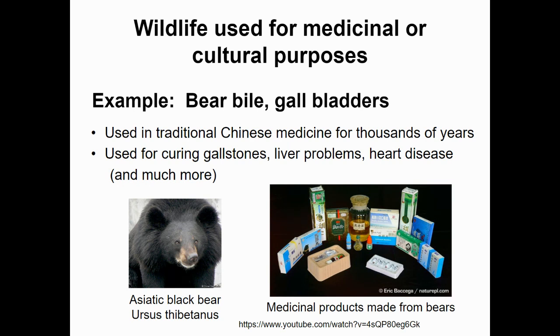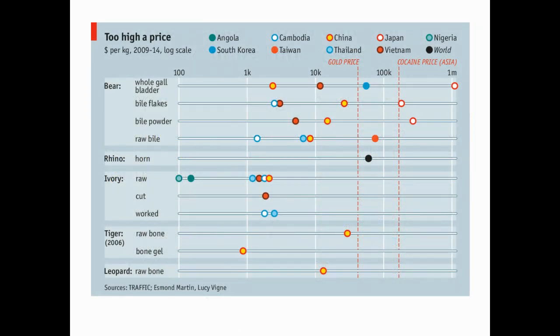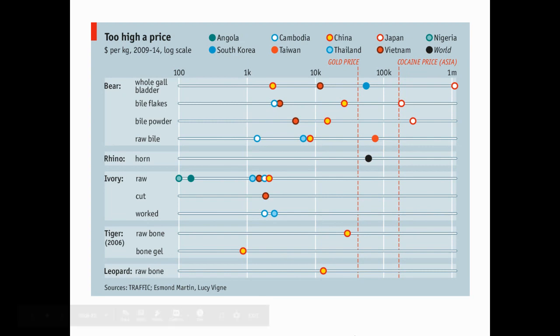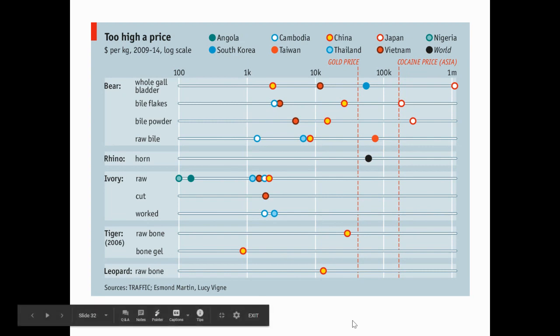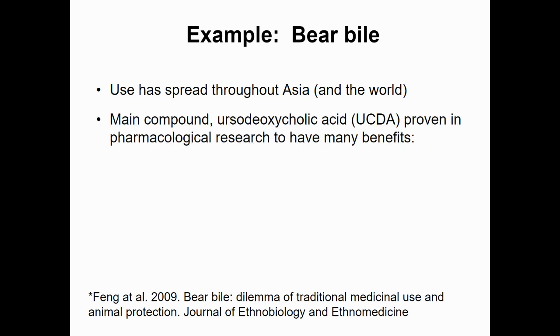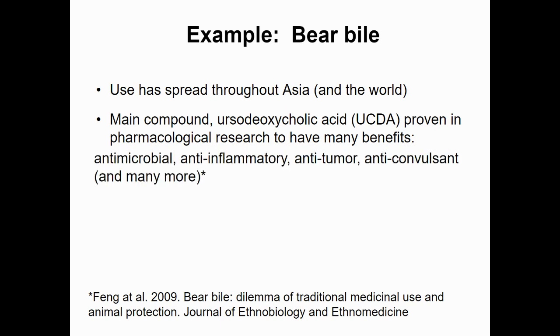YouTube video below if you want to take a look at that and how bear is used in these purposes. And again, you can see here, bear, there's a lot of different things. The gallbladder, bile flakes, bile powder, raw bile are all supposed to be good medicinal things. So the ursodeoxycholic acid in bear bile may have benefits for antimicrobial, anti-inflammatory, anti-tumor, anti-convulsant, and many other things.